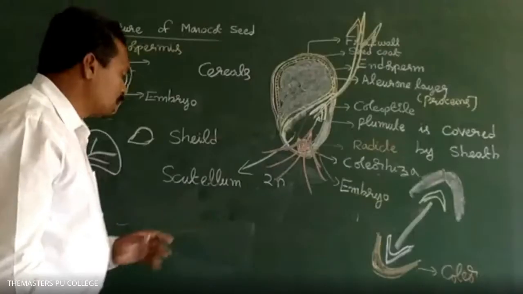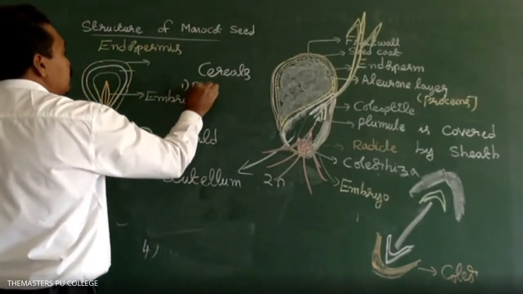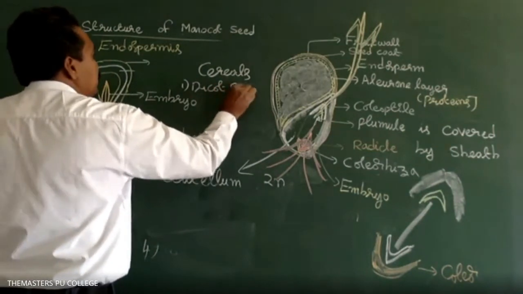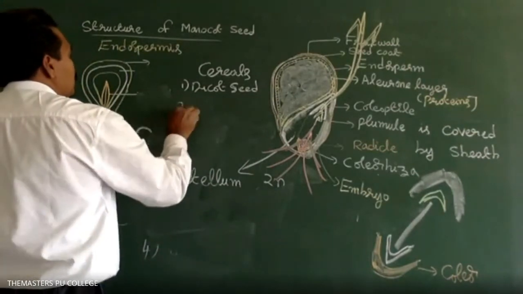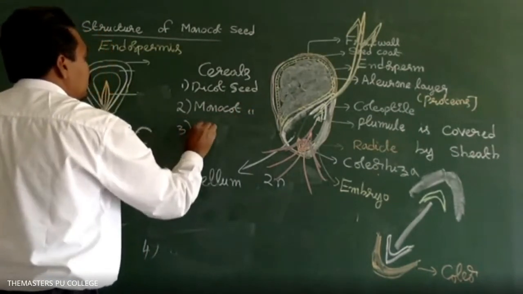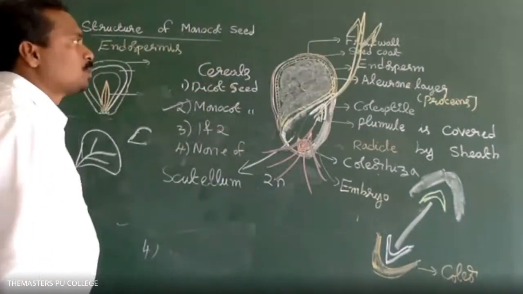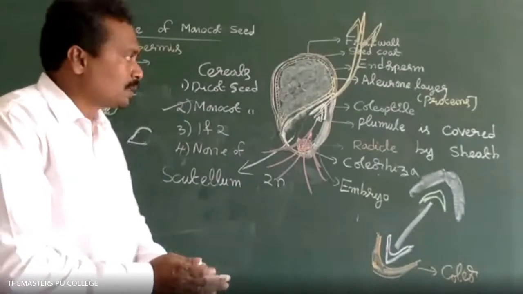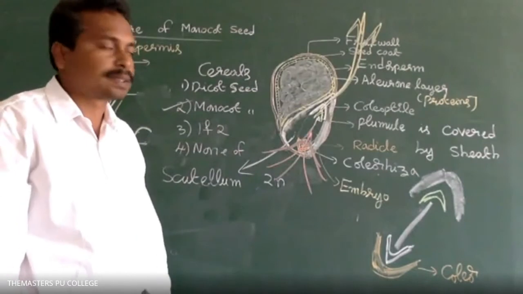Coleoptile and coleorhiza are present in: option 1, dicot seed; option 2, monocot seed; option 3, 1 and 2; option 4, none of these. Option 2, monocot seed. Very good, option 2 is the correct answer. Coleoptile and coleorhiza are present in monocot seeds.